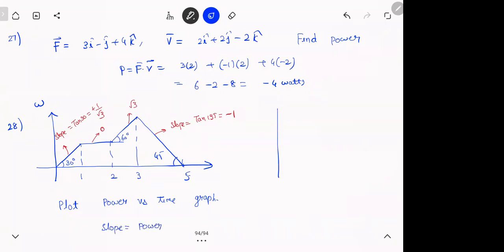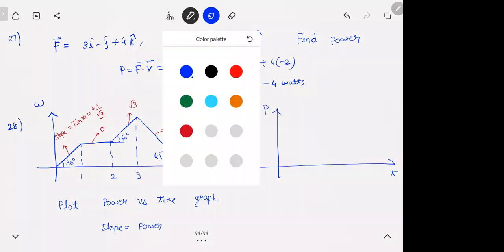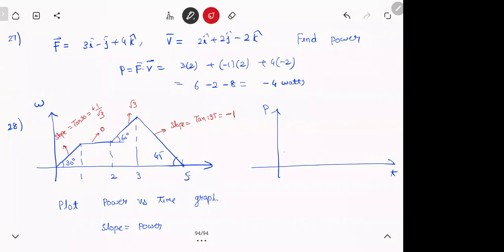So when you draw this, what do you get? Power-time graph. For the first 1 second, what is the slope? 1 by root 3, straight line. From 1 to 2 seconds, what is the slope? 0. From 2 to 3, what is the slope? Root 3. And from 3 to 5, what is the slope? Minus 1. So basically, you get 4 horizontal lines.